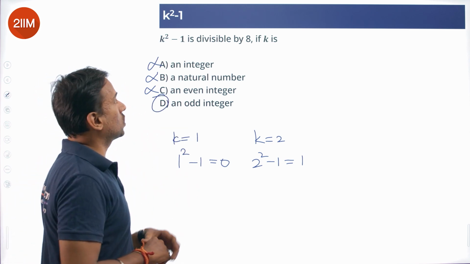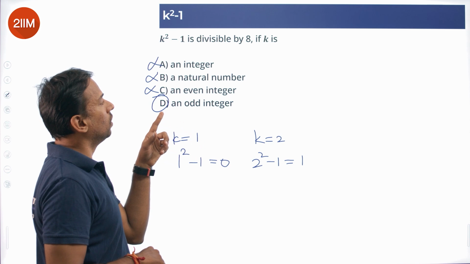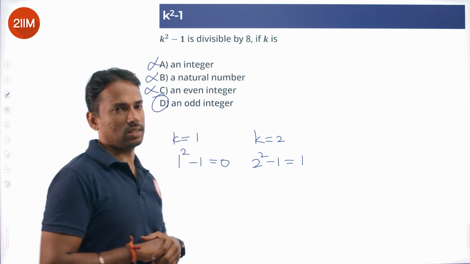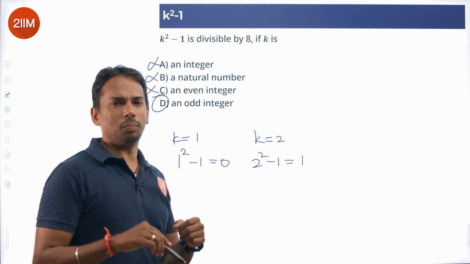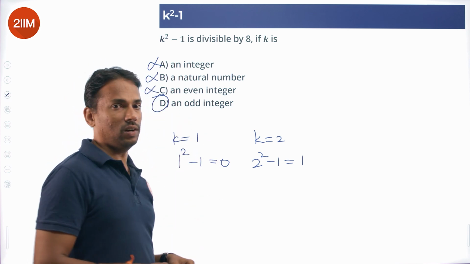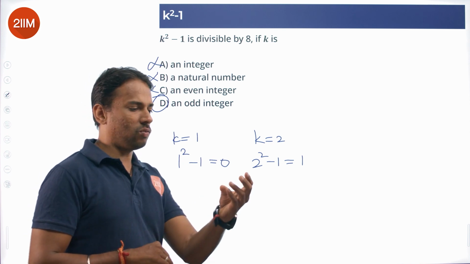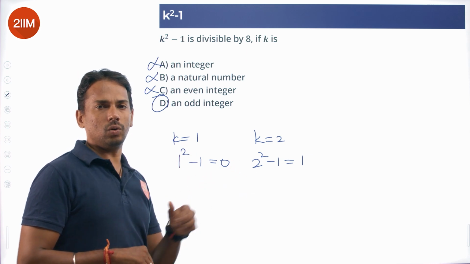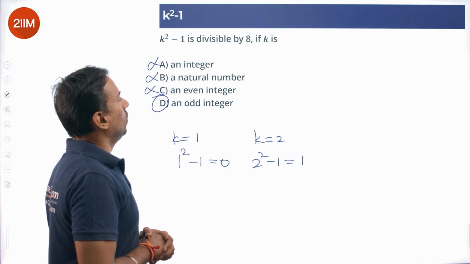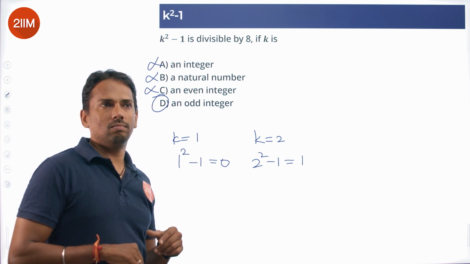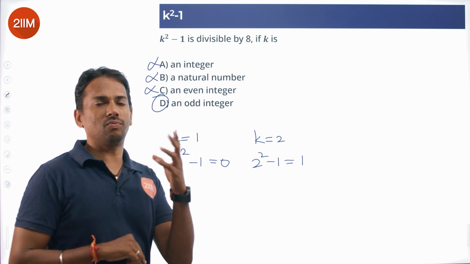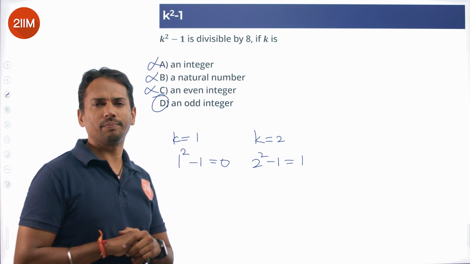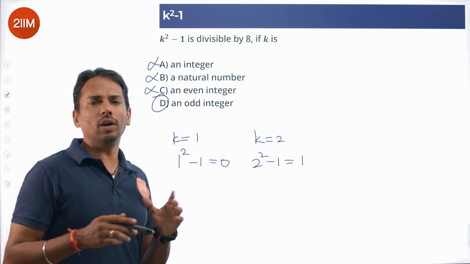So k square minus 1 will be divisible by 8 whenever k is an odd integer. So that's the right answer. But anyways, we'll see with a proper proof. We'll try to verify. Will it work for any odd integer? It can work for the first few odd integers. Okay, let's take 1. 1 square minus 1, 0. Yeah, it's working. We'll take 3. 3 square minus 1 is 8. Yeah, 8 is divisible by 8. We'll try 5. 5 square minus 1 is 24. It works. So how long can we check? Will it be true for every odd integer? We'll check that.